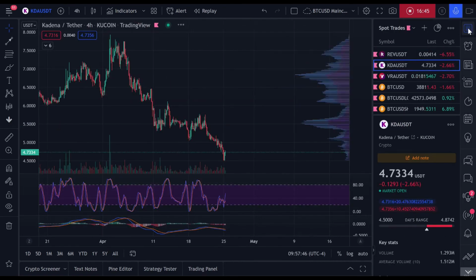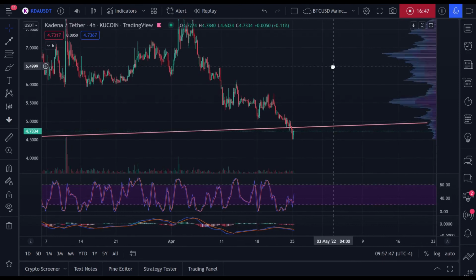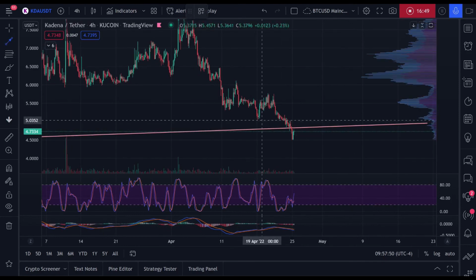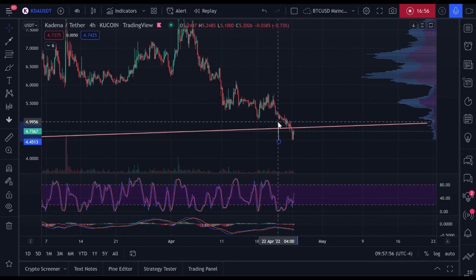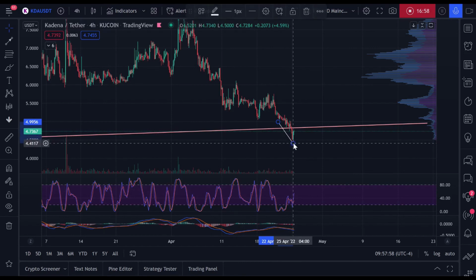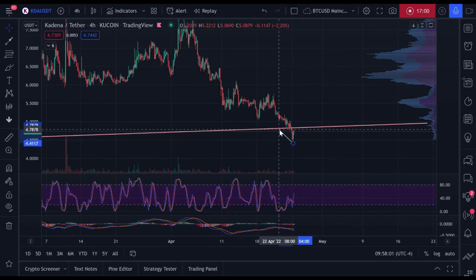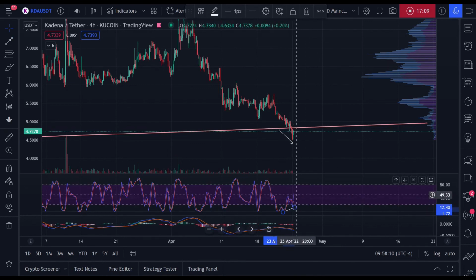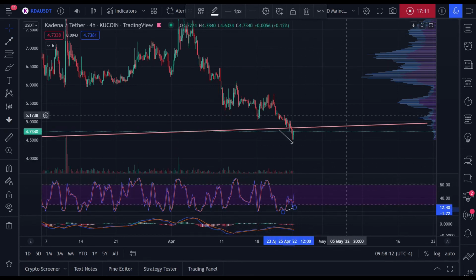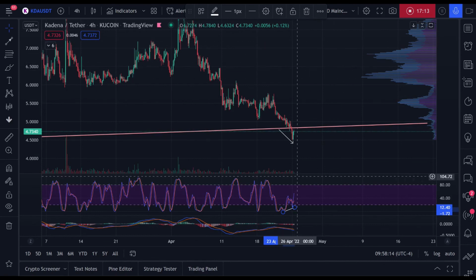Now, Kadena has confirmed very beautifully its 4-hourly bullish divergence. Sorry, this isn't the lower low. Here it is right here, from here to there. And here's the confirmation that you have in stochastic RSI right there. Boom. Higher high, crossed beautifully, very bullish. Kadena's looking extremely bullish from here. That cross was very, very strong.